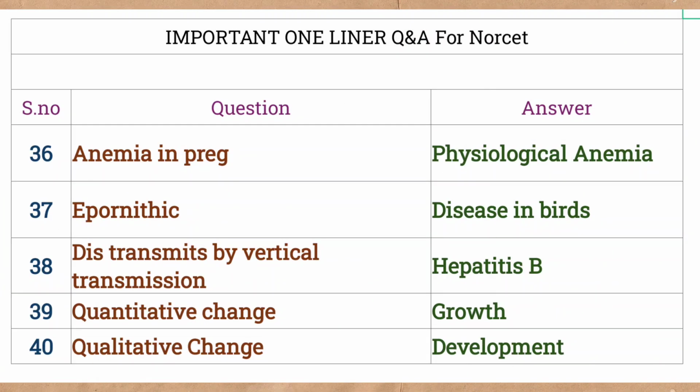36. Anemia in pregnancy: physiological anemia. 37. Epornithic: disease in birds. 38. Diseases that transmit by vertical transmission: Hepatitis B. 39. Quantitative change: growth. 40. Qualitative change: development.